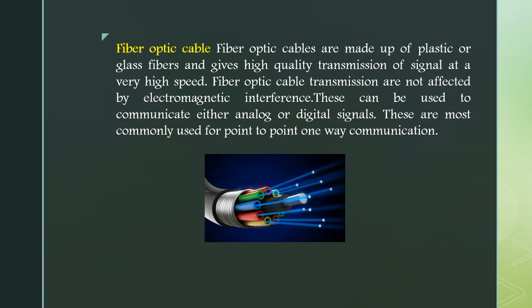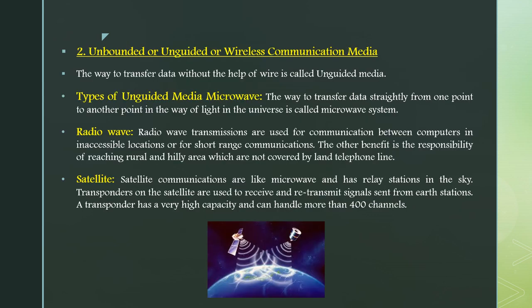Fiber optic cable. Fiber optic cables are made up of plastic or glass fibers and give high quality transmission of signal at a very high speed. Fiber optic cable transmissions are not affected by electromagnetic interference. These can be used to communicate either analog or digital signals. These are most commonly used for point-to-point one-way communication.